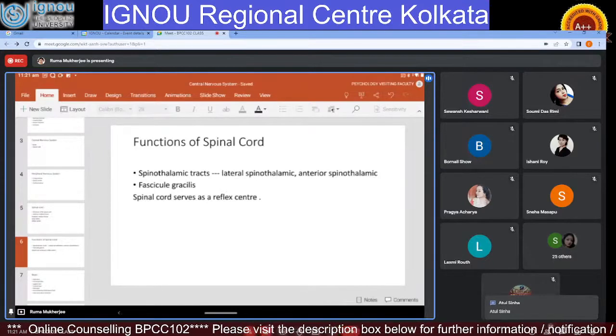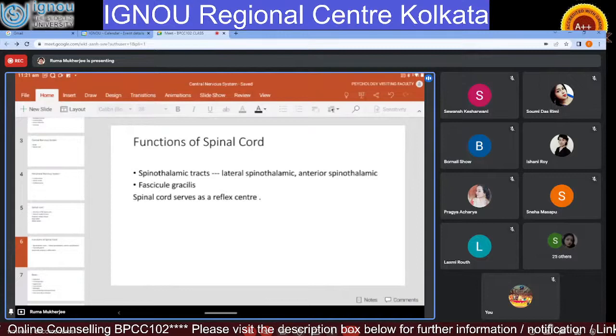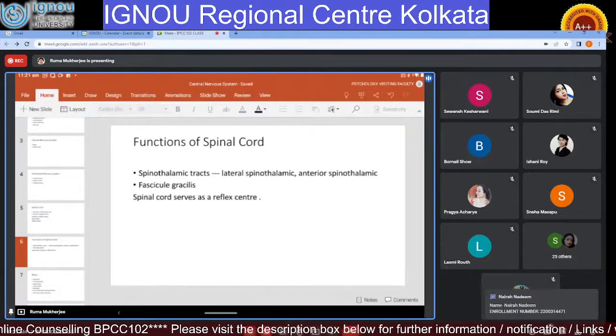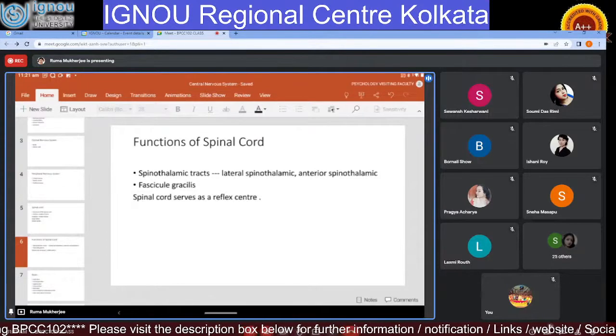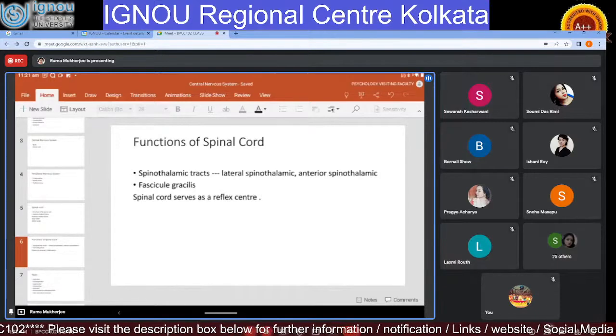Now, let me tell you one thing. When you study these functions of the spinal cord, just note all the names of the tracts, and just write the functions of each tract. Then only you can remember all these names of the tracts and the individual functions.